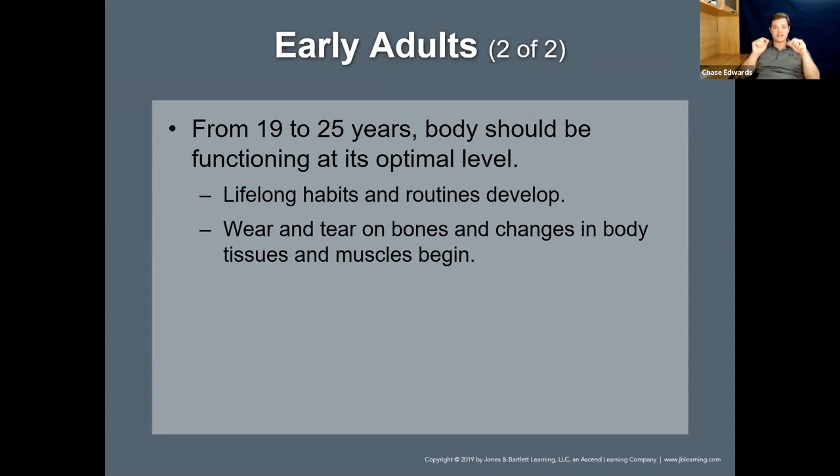And then also, discs in the spine begin to settle, and height sometimes shrinks at that point. Fatty tissue increases, which leads to weight gain. No way. And muscle strength decreases as well. And reflexes are pretty slow. Unintentional injury is still the leading cause of death in this age group also.